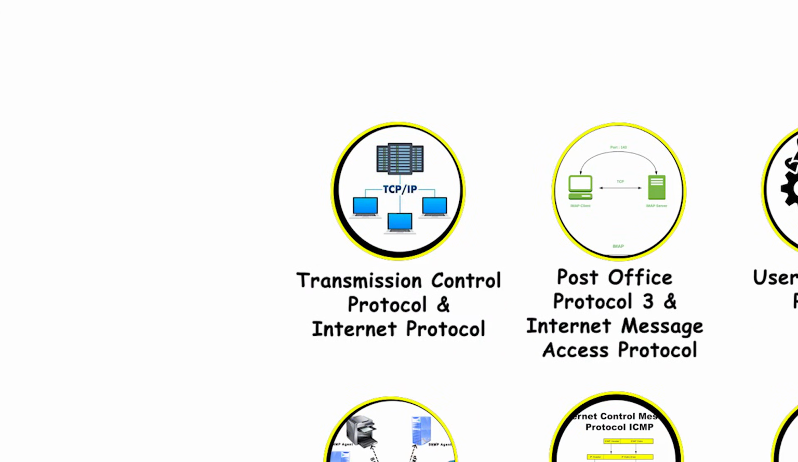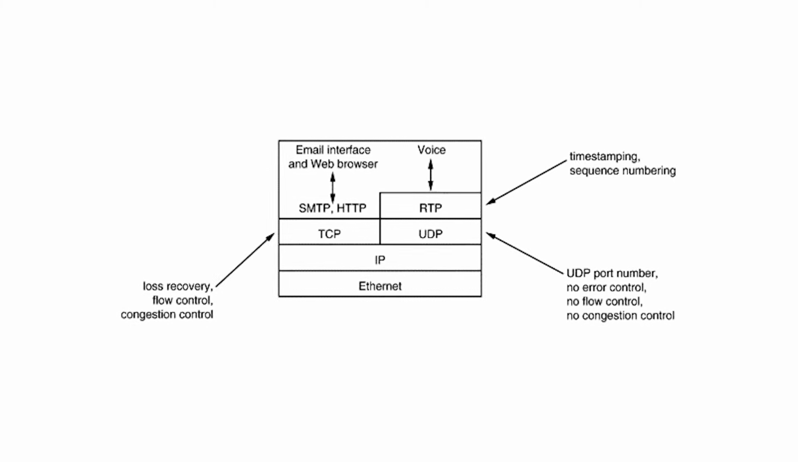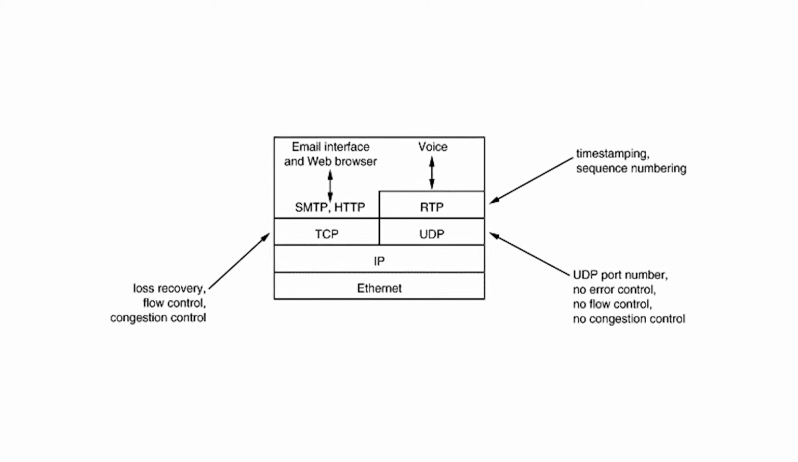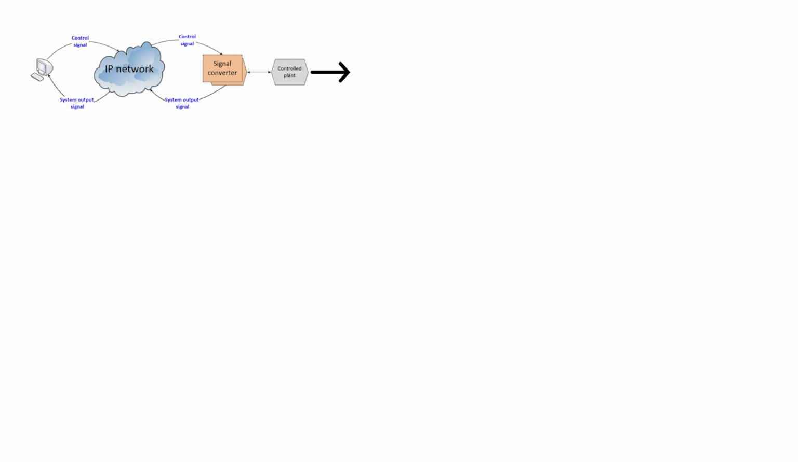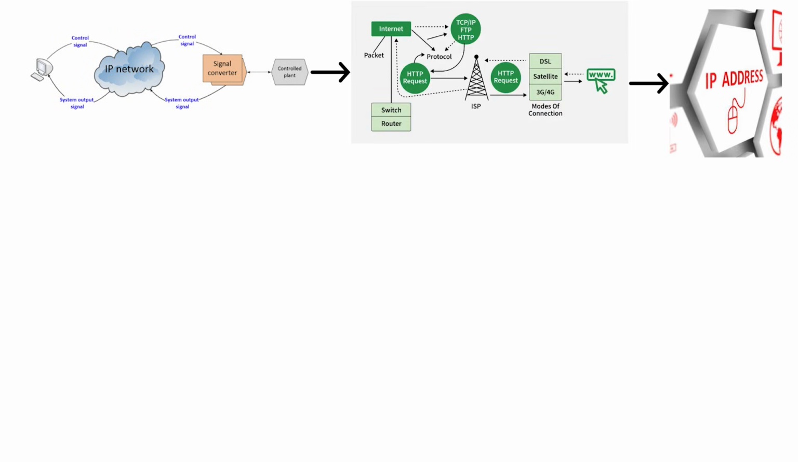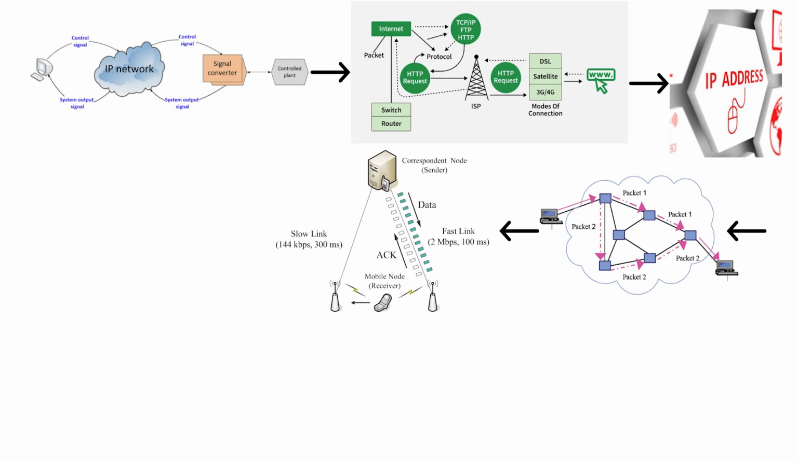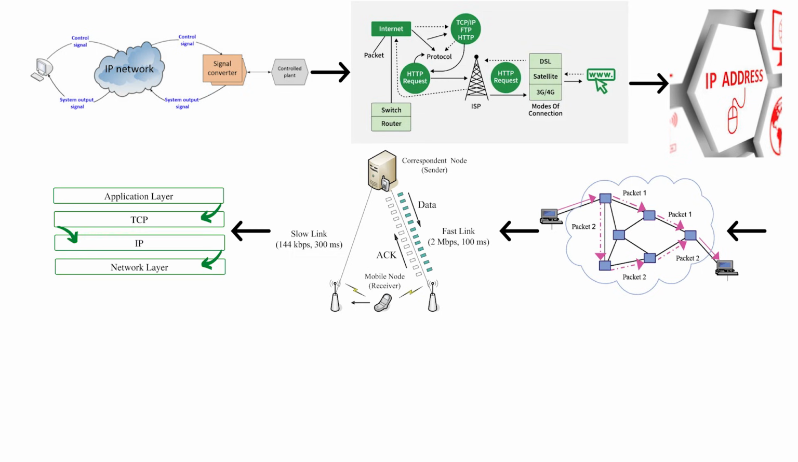Transmission Control Protocol and Internet Protocol. TCP and IP together form the foundational suite that underlies the majority of internet communication. The Internet Protocol handles addressing and routing. It is responsible for assigning IP addresses to devices and making sure that data packets are directed toward the correct destination across multiple networks.